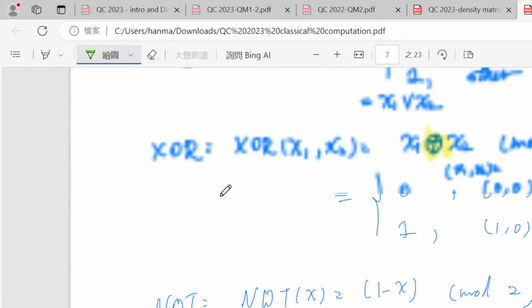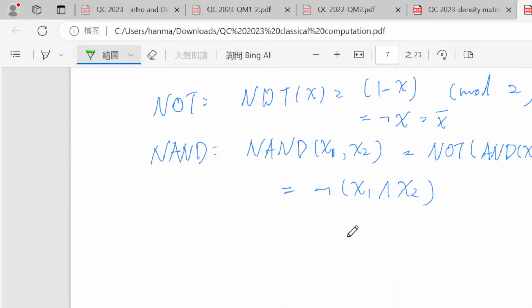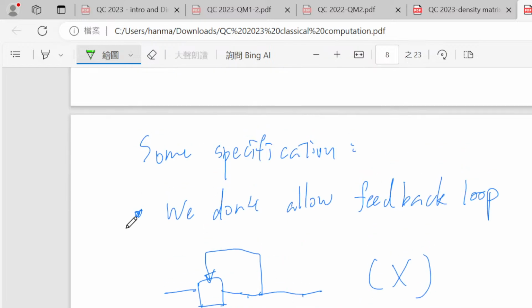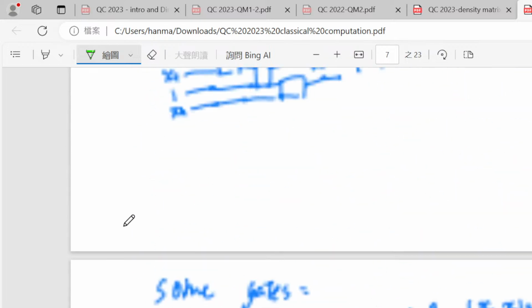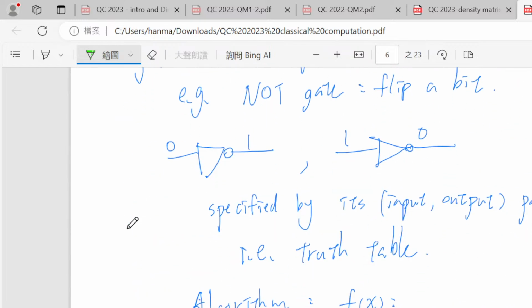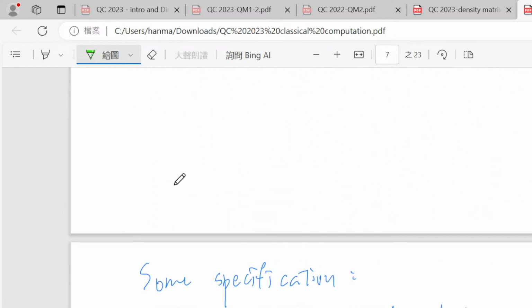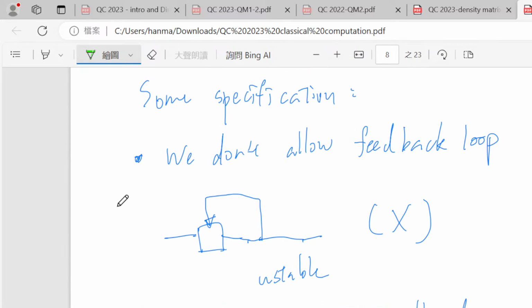People like to talk about this because it's a universal gate, although we haven't said what's universal. But anyway, that's back to the circuit model. We have a wire and a gate, and we have some examples of gates, and something more about wires.